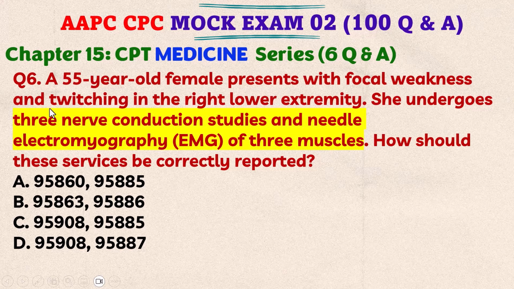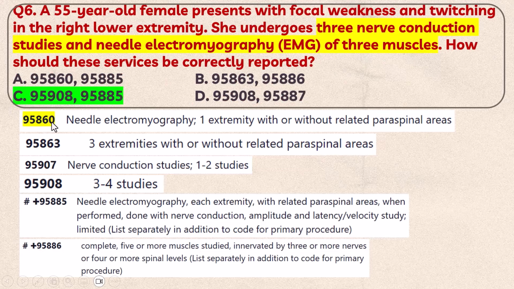So here you have to highlight there are 2 procedures. One is 3 nerve conduction studies and the other is needle electromyography of 3 muscles. When you look at the answers, all answers are adjacent codes, so you can use the elimination method. Once you go to the code, 95860 says needle electromyography, one extremity with or without related paraspinal areas. But in this case, it is 3 nerve conduction studies, so that is not suitable. 95863 is 3 extremities with or without related paraspinal areas.